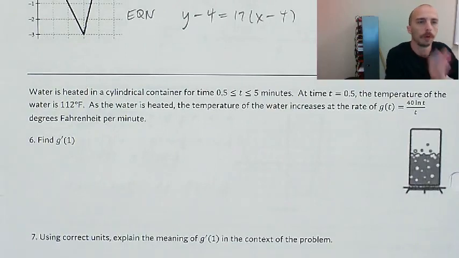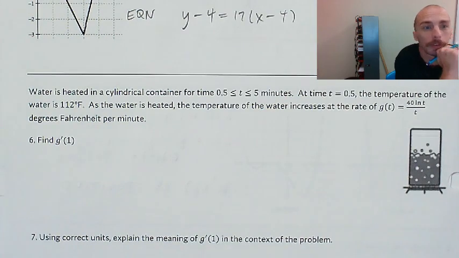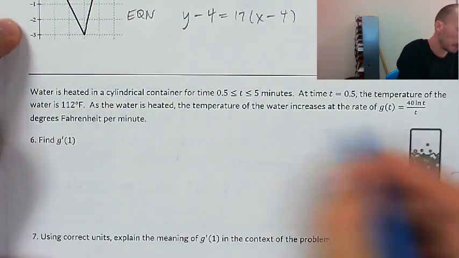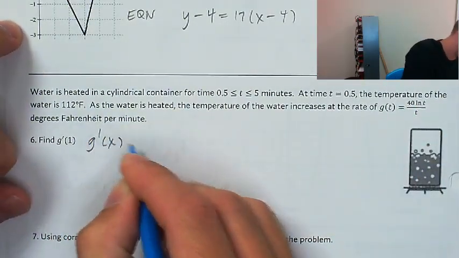All right. We're going to heat water in a cylindrical container for time between 0.5 and 5 minutes. At time t equals 0.5, the temperature of the water is 12. I don't think that's really relevant to what we're doing here. I think that's for later on when I'm going to ask you some other questions about the fact that it's a cylinder. As the water is heated, the temperature of the water increases at the rate of g of t degrees Fahrenheit per minute. Find g prime of 1. Okay, well, that's going to be easy enough. We're just going to act like this has no context and just take the derivative of g.